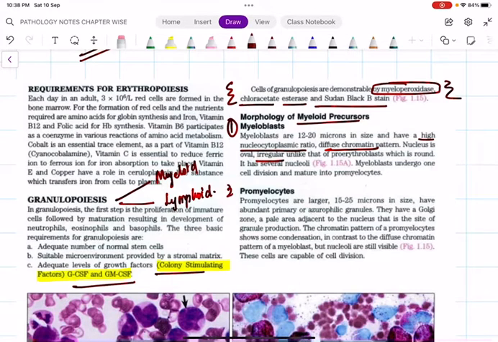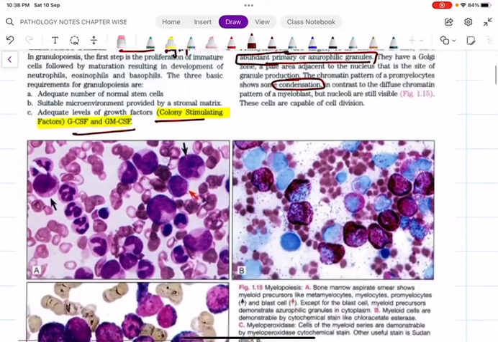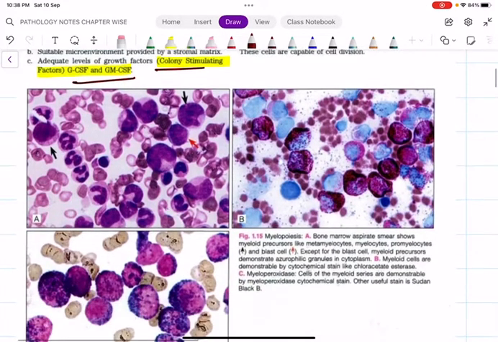Coming to the second stage, that is promyelocytes. The promyelocytes have abundant primary or acidophilic granules, and it has condensed chromatin. These are the two important points you have to remember.